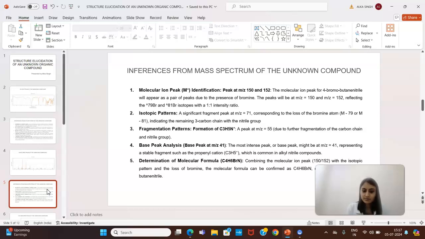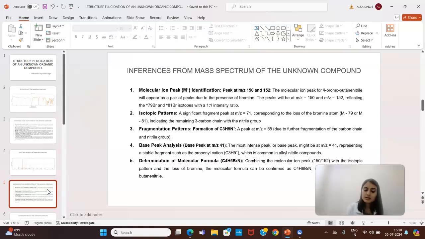A significant fragment peak at 71 corresponds to the loss of the bromine atom, which is 79 or 81, indicating the remaining three-carbon chain with the nitrile group. And the third one is the fragmentation pattern: the formation of C3H5N+, a peak at 55, due to further fragmentation of the carbon chain and the nitrile group.